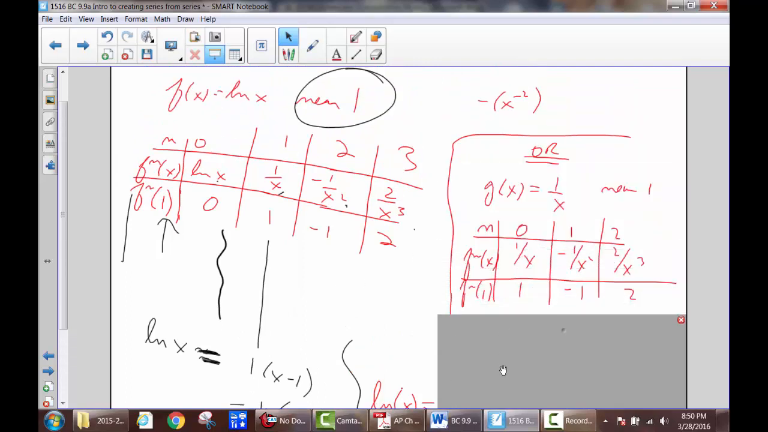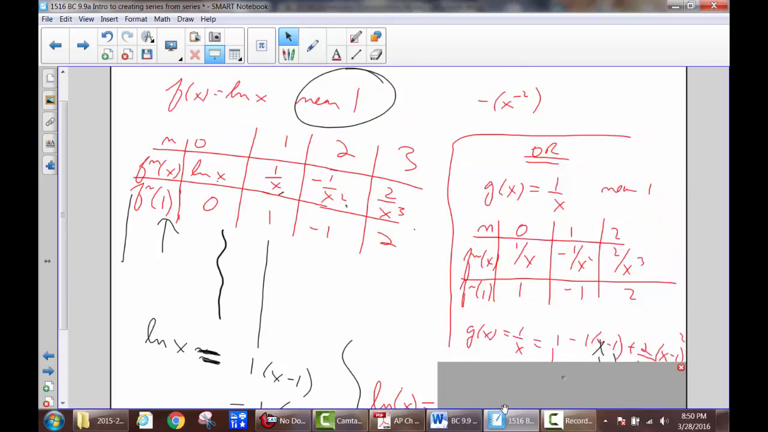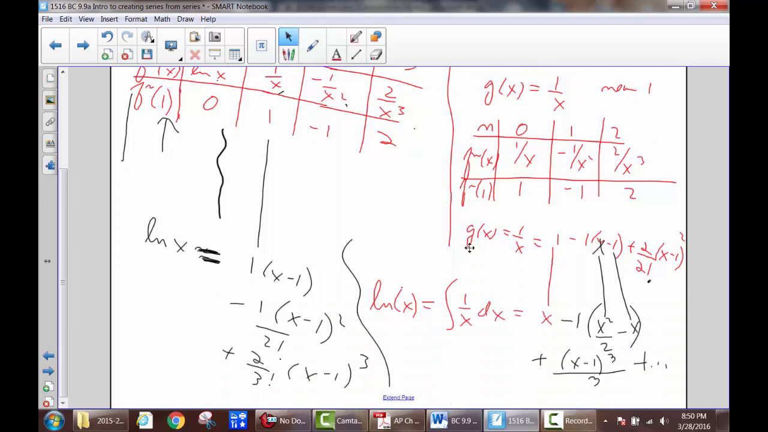Another way of getting the series is to start with g of x equals 1 over x, which you would need to find that series near 1. And then once you have that series, you would be able to integrate, because of course the integral of 1 over x dx is ln x, and you would see that you would get the exact same thing. It doesn't look right now like it's the same thing, but it is the same thing, trust me, okay?